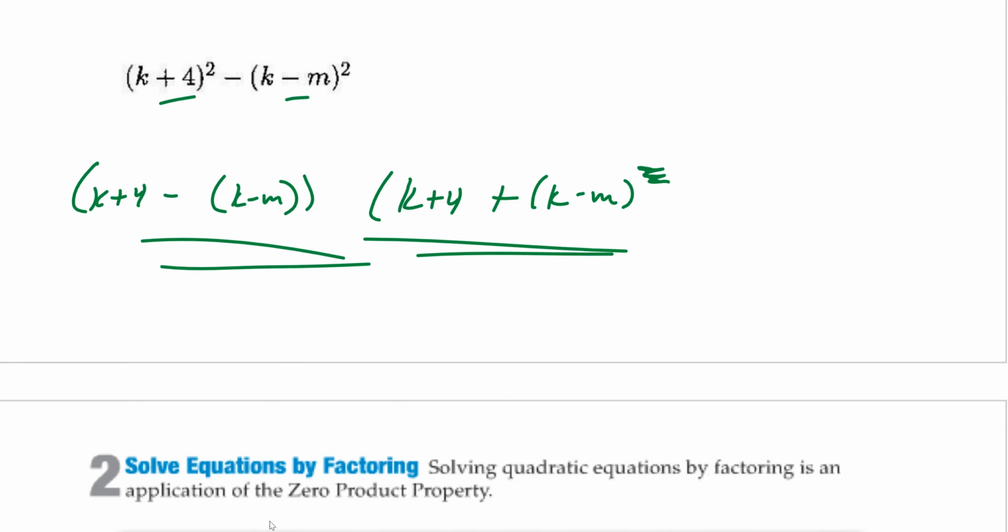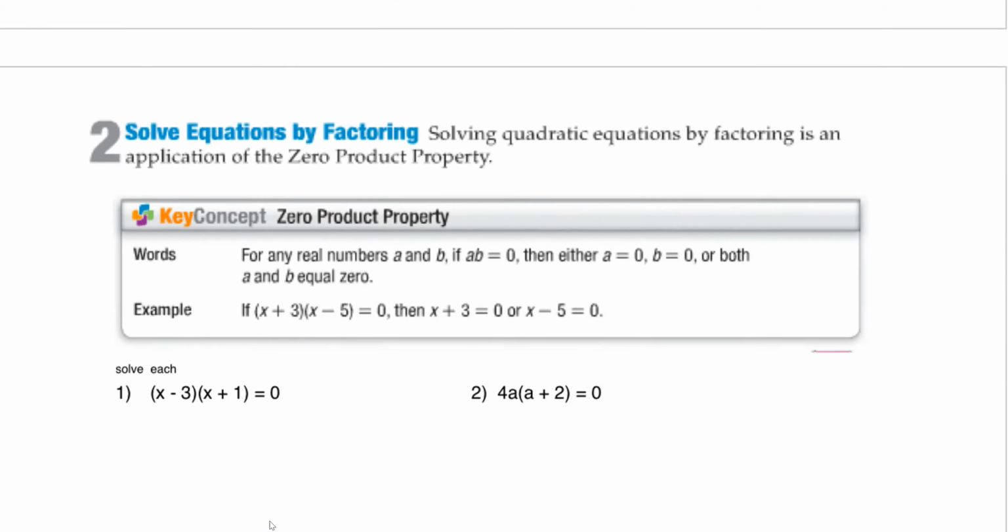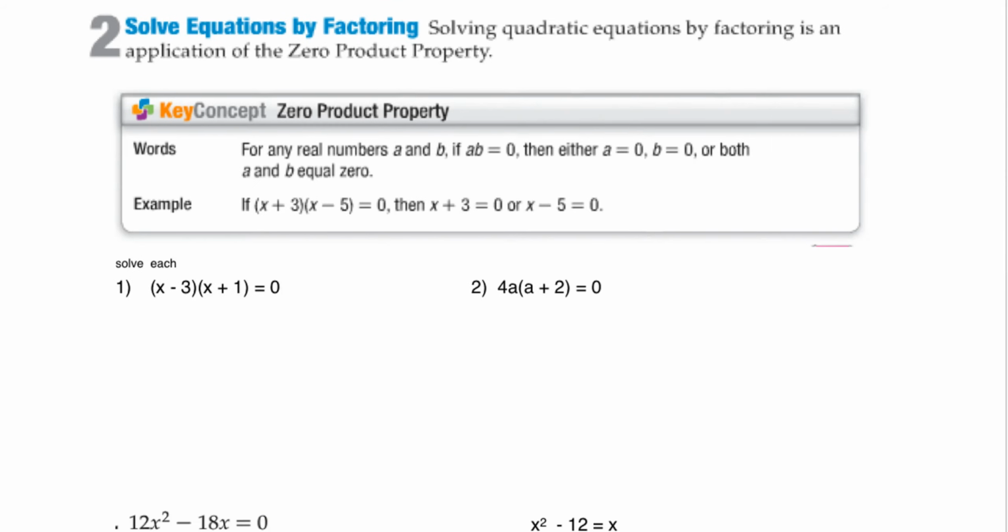But we're not done. That was factoring. Now we've got to solve by factoring. So the first thing we've got to do is learn the zero product property. Super important property, makes life easy if you follow it. So the zero product property says this: if you have x minus 3 times x plus 2 equals 0.